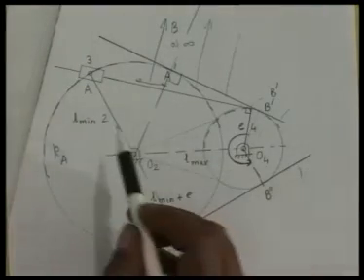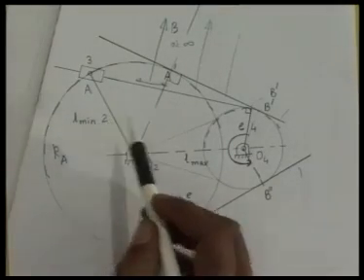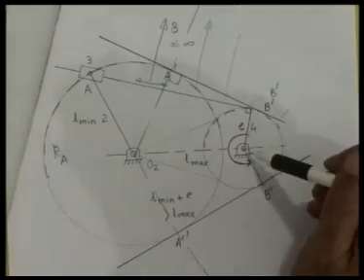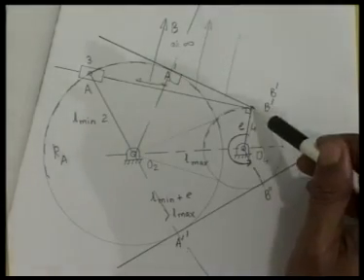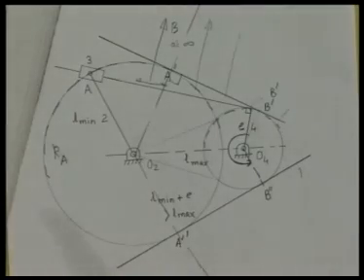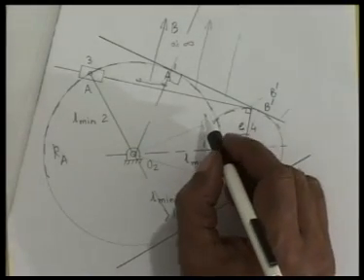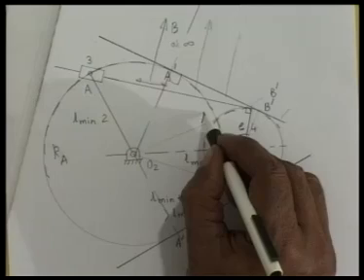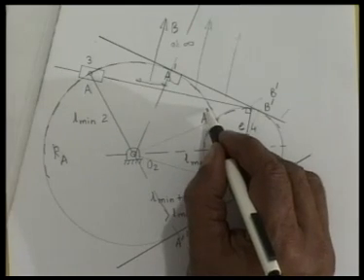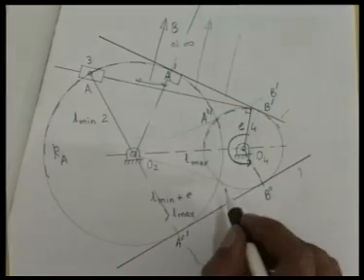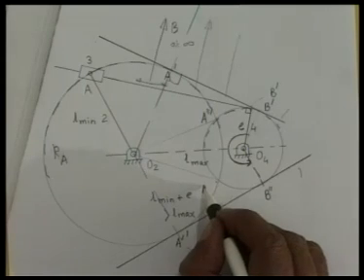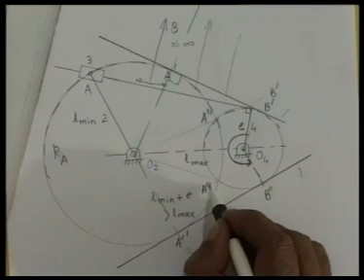To find the extreme position of link 2, I have to say that O4 B prime and B prime B should become collinear. These two circles intersect at, say, this I call A triple prime and this as A 4 primes.